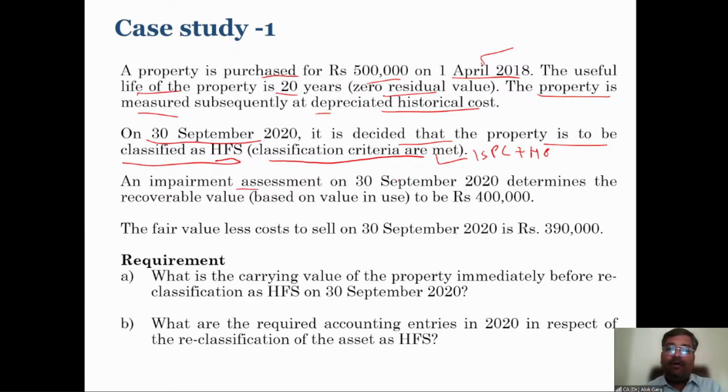An impairment assessment on 30th September 2020 determines that the recoverable value based on value in use is to be rupees 4 lakh, right? Now tell me, just forget about Ind AS 105. Tell me, even under Ind AS 16, whether you guys were looking at impairment loss or not.